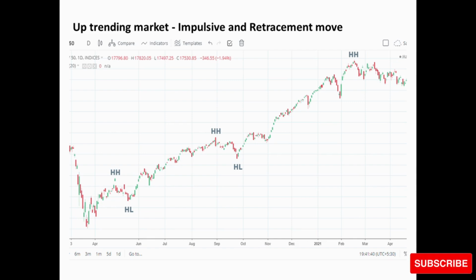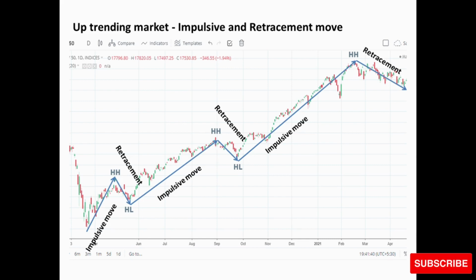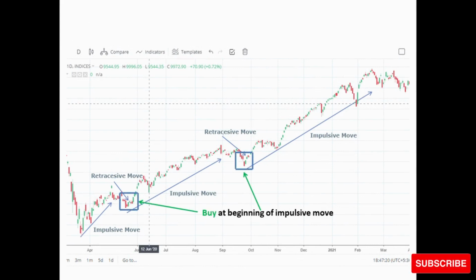But as you can see, the market is making 2 different moves. The first move is an impulsive move, and the second one is a pullback or a retracement move. Professional traders understand how trending markets move. They always buy at the beginning of an impulsive move and take profits at the end of it. This is the reason why the market makes an impulsive move in the direction of the trend and retraces before it makes another impulsive move.